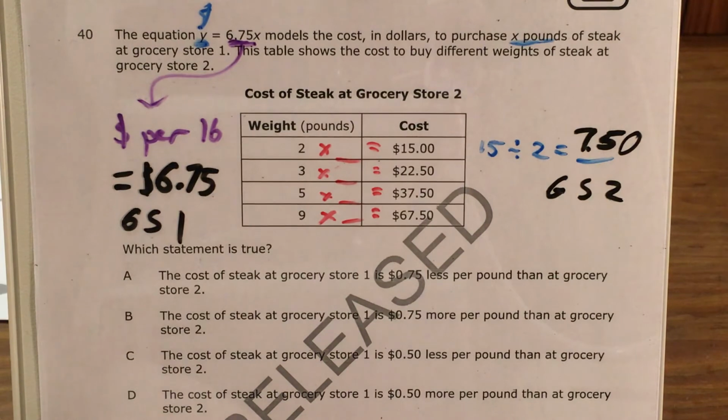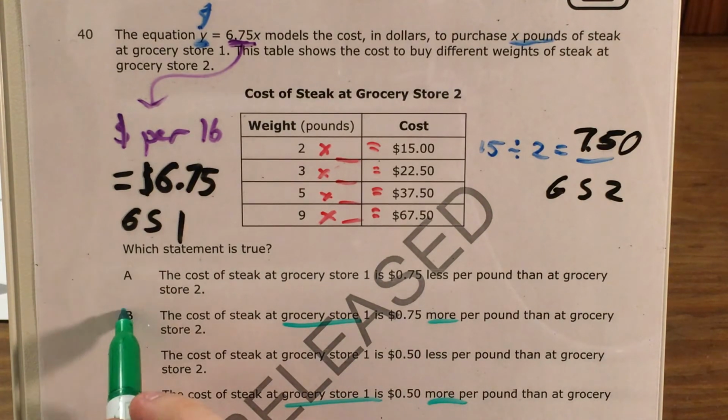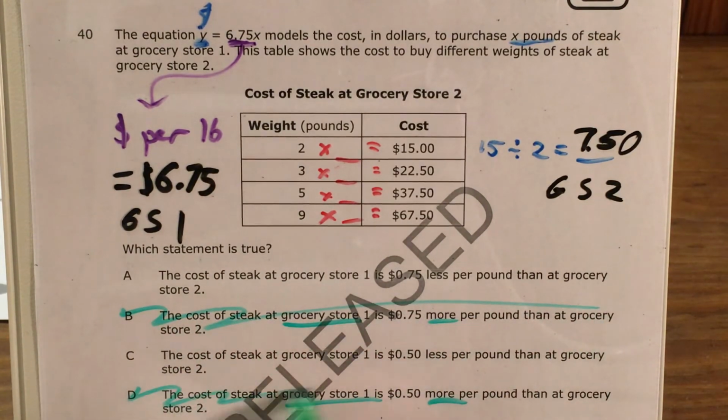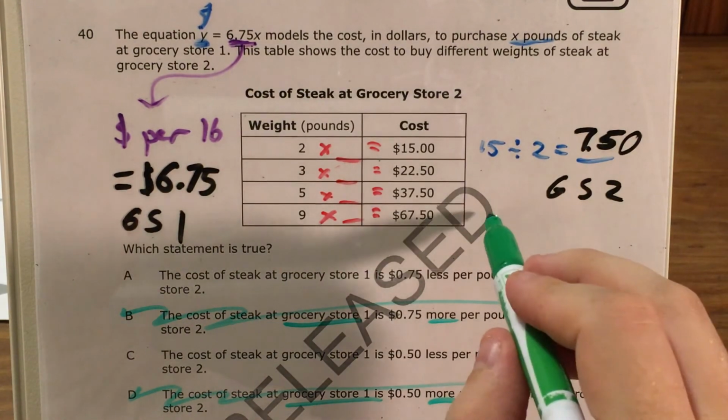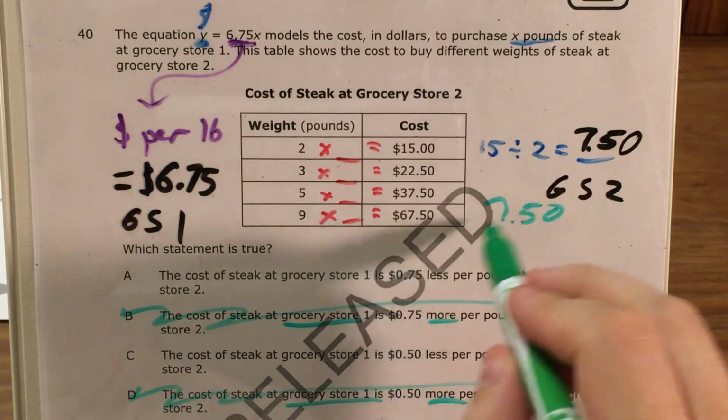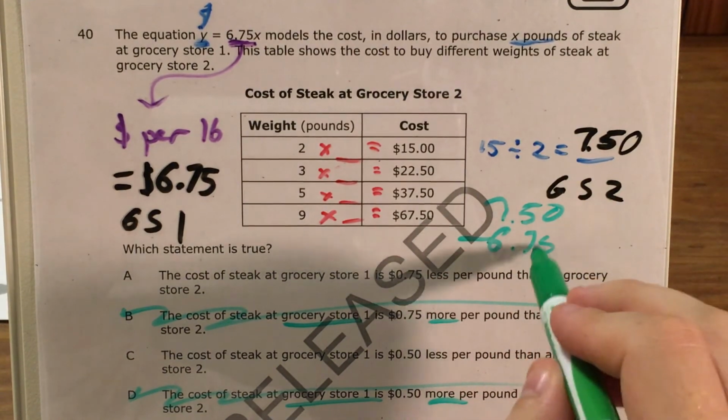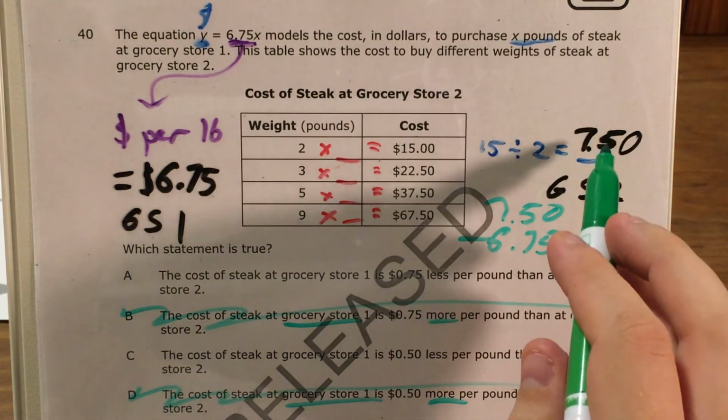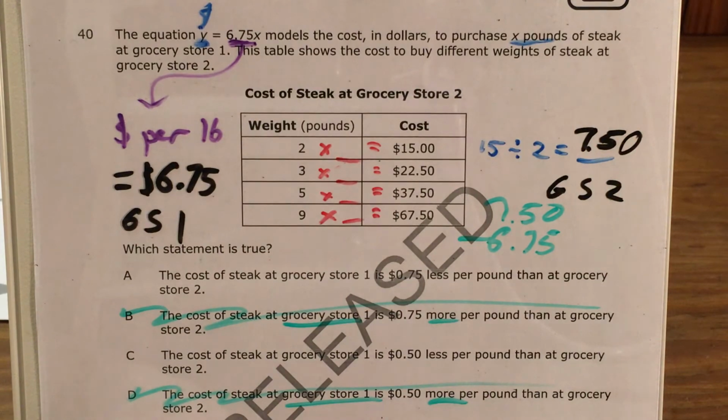Let's start by establishing that grocery store 2 is the more expensive one. So anything that says that grocery store 1 is more is out. So that gets rid of choice B and choice D, which means that now all I have to do is figure out the actual difference between 750 and 675, and that will show me what answer choice I really need.